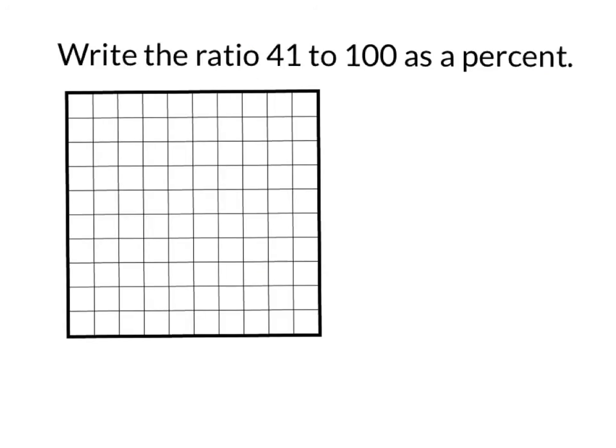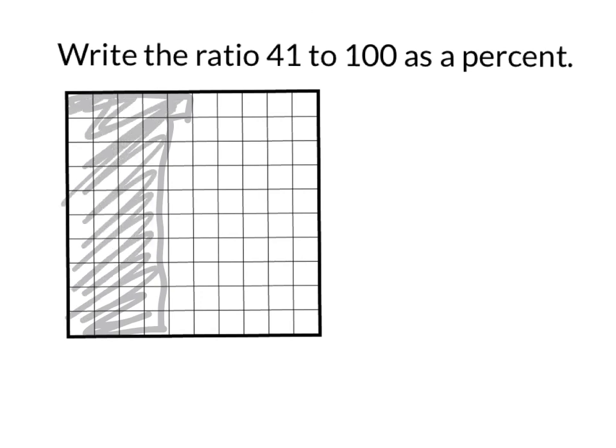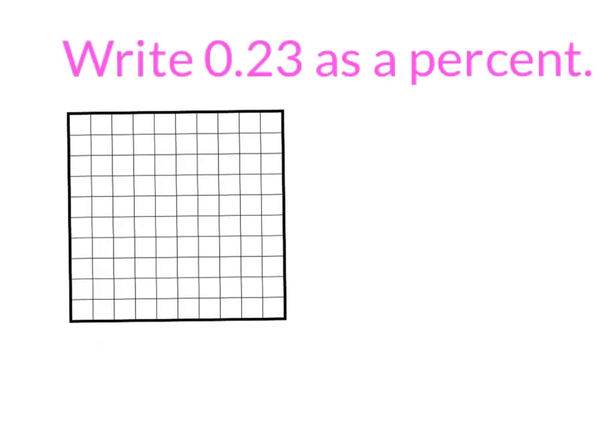Write the ratio 41 to 100 as a percent. So 41 to 100 just means we'd have 41 out of 100. So that would be 41%. Write 23 hundredths as a percent. So that would be, if we're looking at our grid, here's our 23 hundredths, which means 23%.